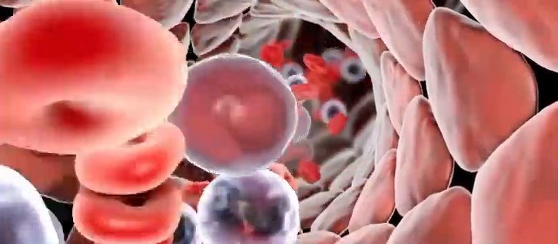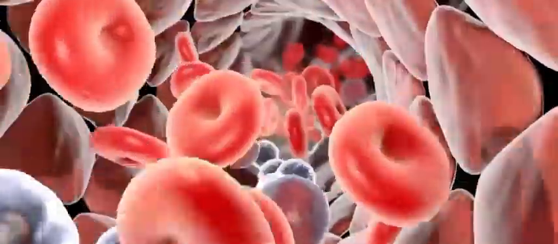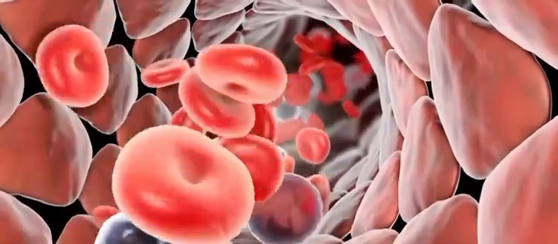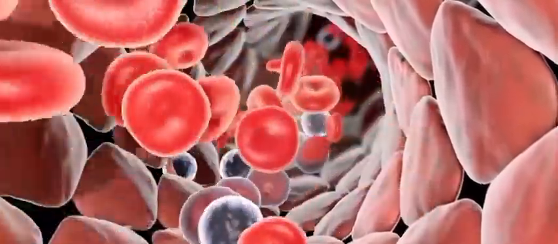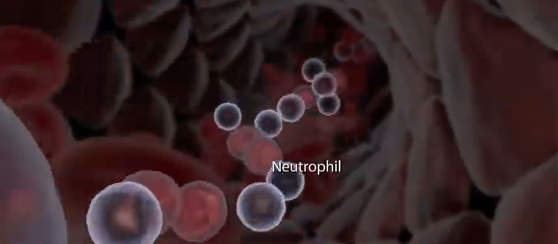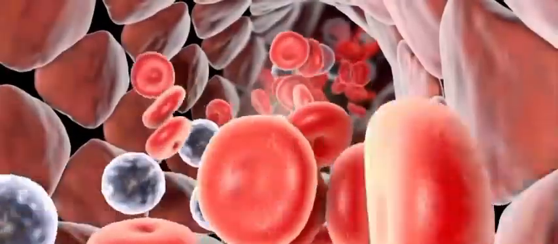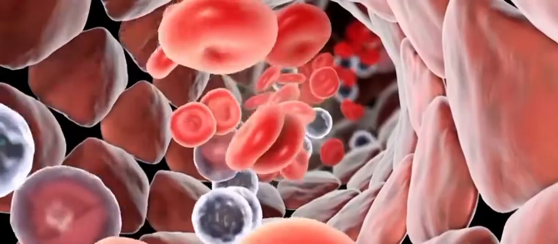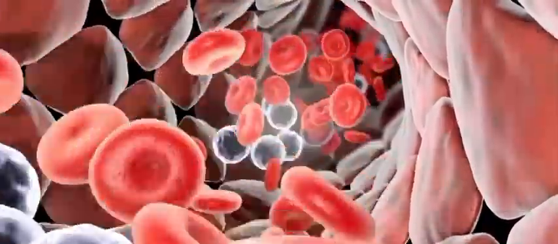Next, during a multi-stage process called chemotaxis, circulating immune cells, called neutrophils, move out of the blood vessels to the site of injury and destroy pathogens and damaged cells.